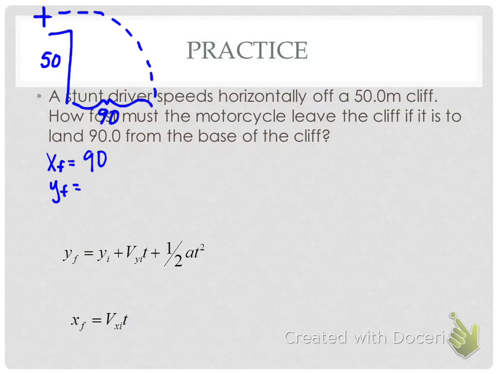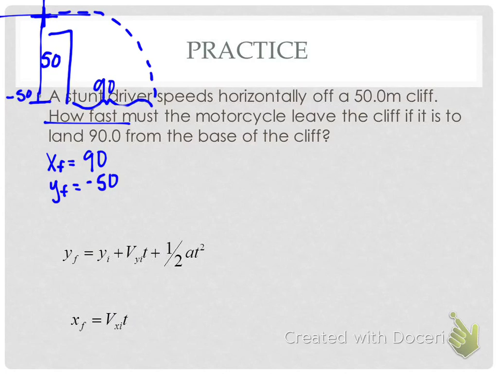Y initial is 0 because this is its starting point. So if I put this on a grid, my final is going to be down here, that's going to be negative 50. Okay? So my Y final is negative 50. What is our question asking us for? How fast, right? How fast must the motorcycle leave the cliff to land 90 meters from the base? So that means we're solving for a velocity.